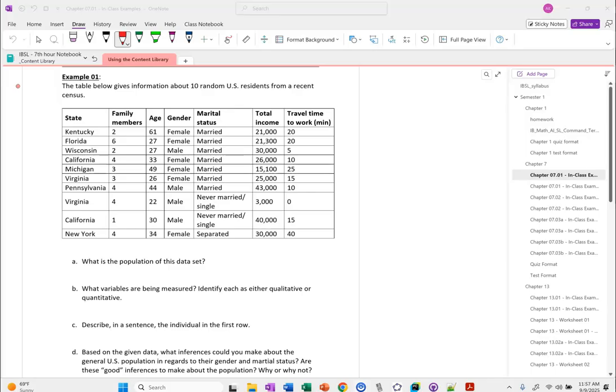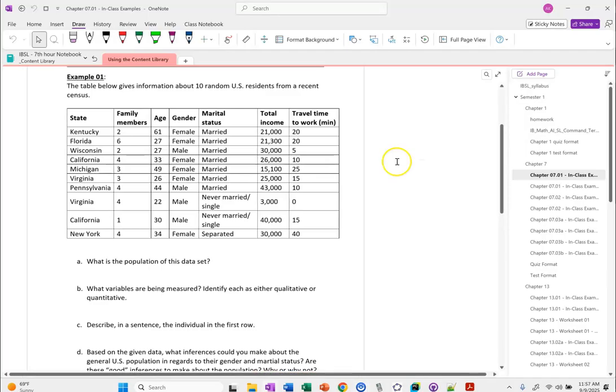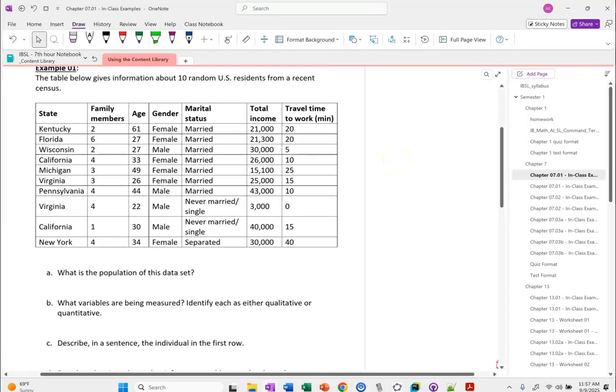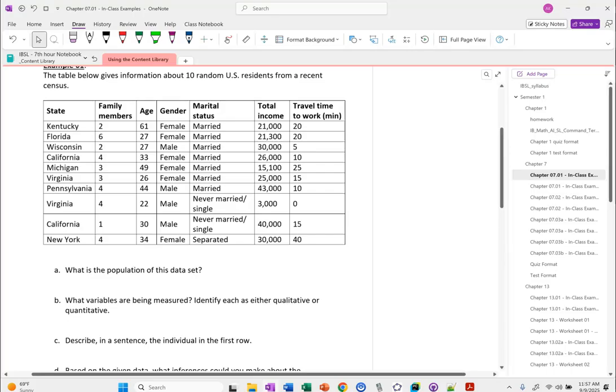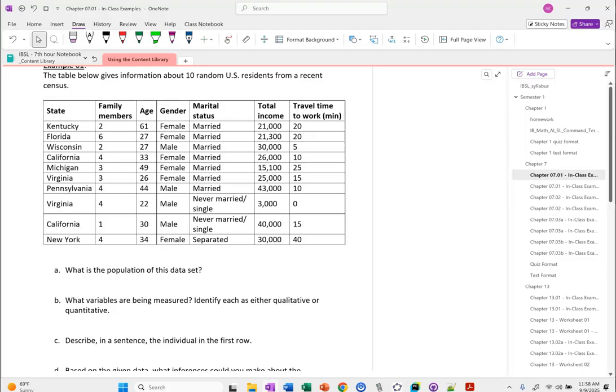Okay. The table below gives information about 10 random U.S. residents from a recent census. There's the data that was collected. First question is, what is the population of this data set? I'm just going to call in some random people to answer. Jack, we'll start with you. Can you ask the question again? Yeah, what is the population of this data set?